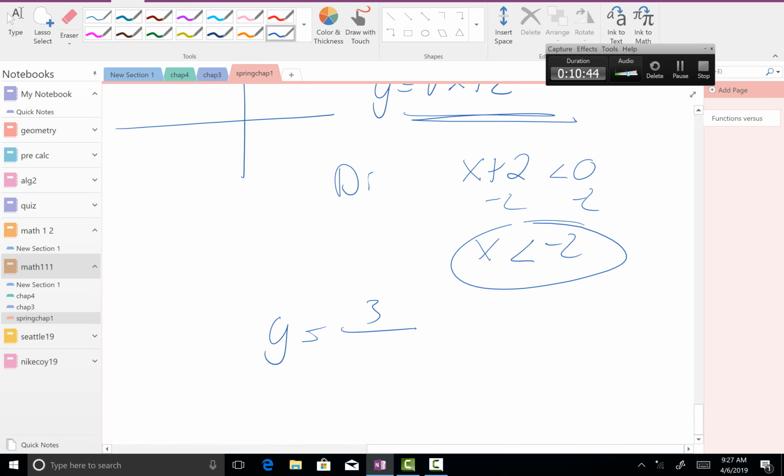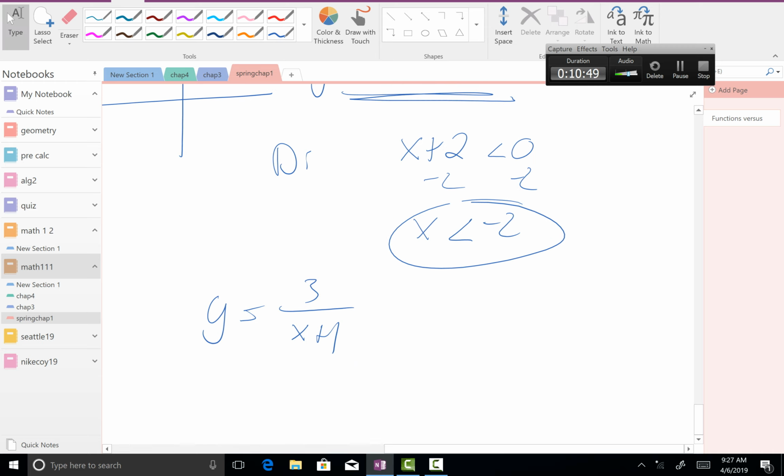Y equals 3 over x plus 1. So I'm making up another one here, all right? Okay, I'm interested in the domain. So I look at this one. All right, here's a rational that they throw at you, okay? When are we going to have a problem with this fraction?